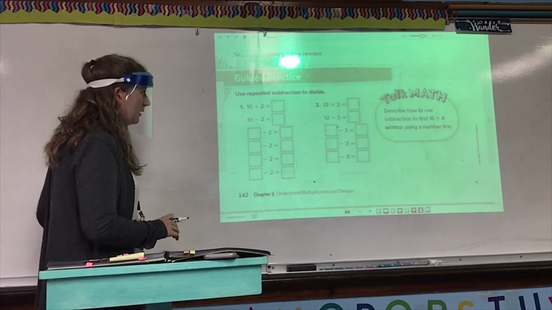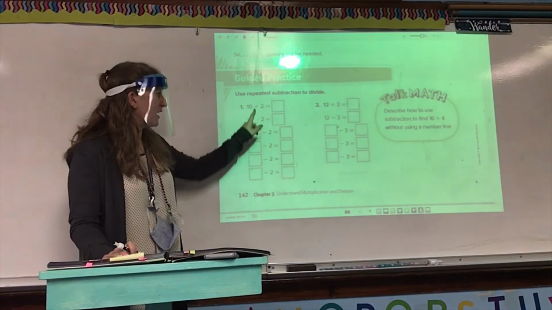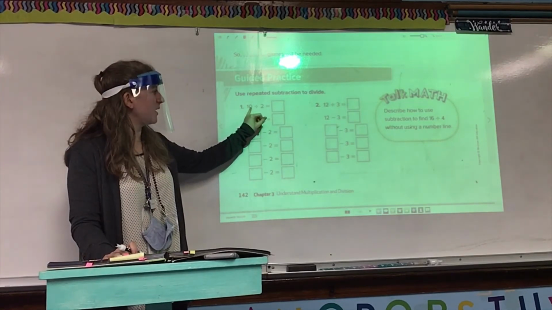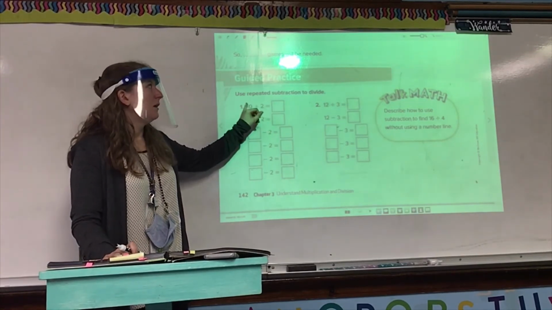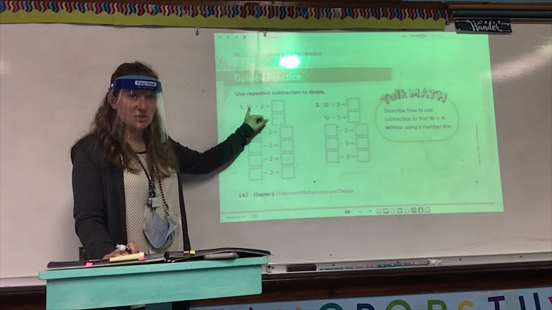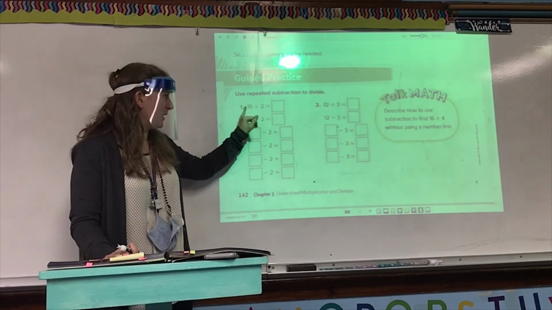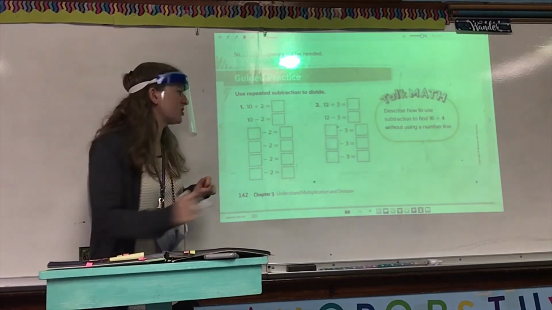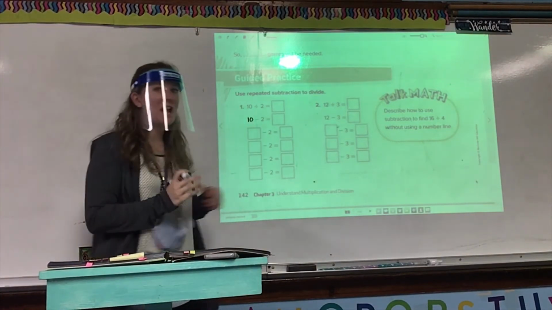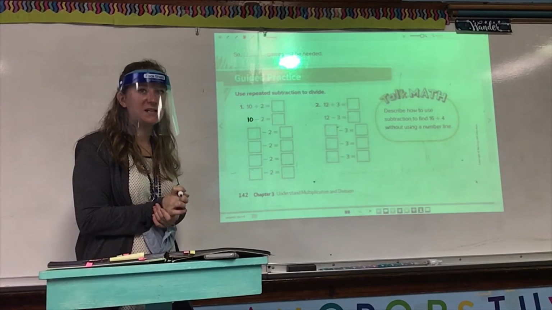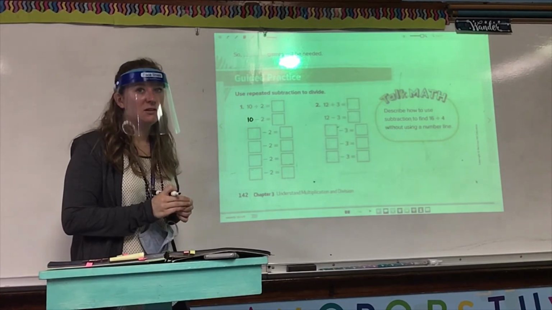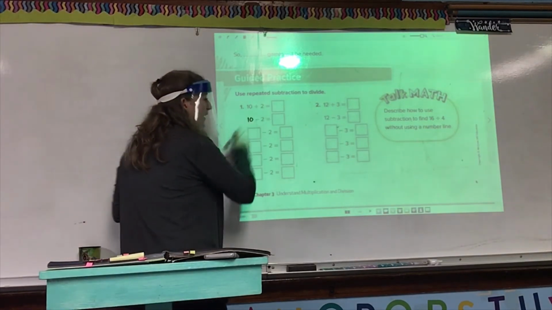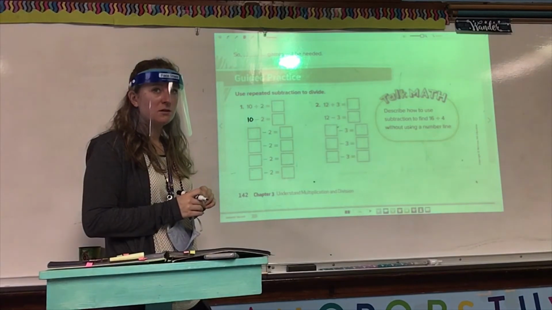Aaron, I'm going to use repeated subtraction. So do I start with my dividend or my divisor? Remember, the dividend is the first number in a division problem. The divisor is the second. So with repeated subtraction, do I start with my dividend or do I start with my divisor? I start with the dividend. And then I subtract what each time in repeated subtraction? Don't tell me 2. The what? The divisor. In this case, it is 2. When am I going to stop? When I get to 0.